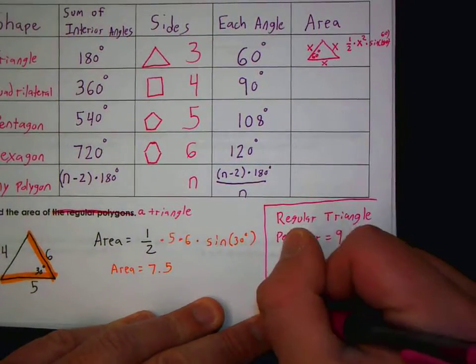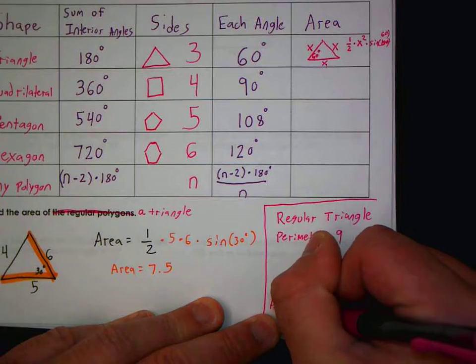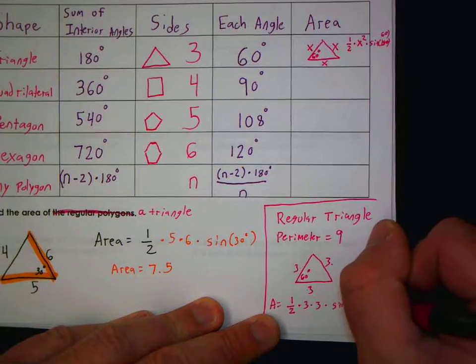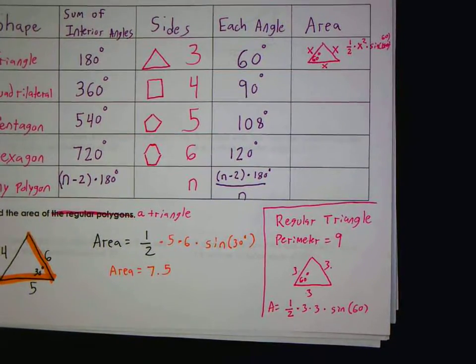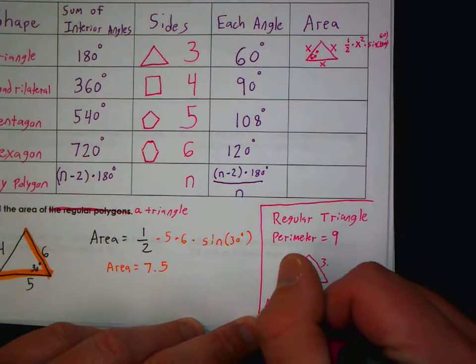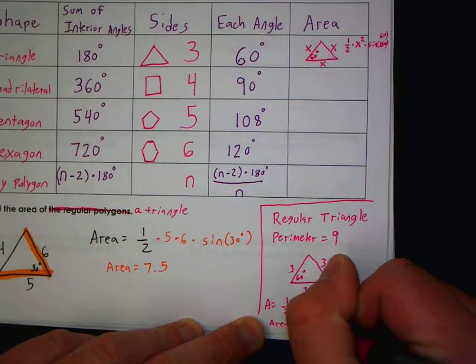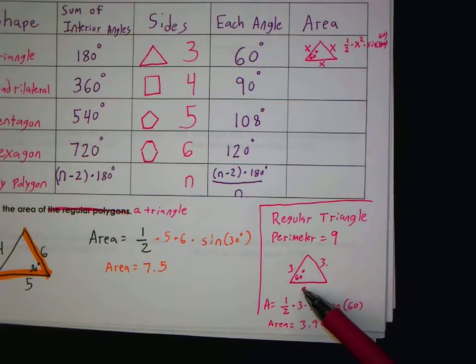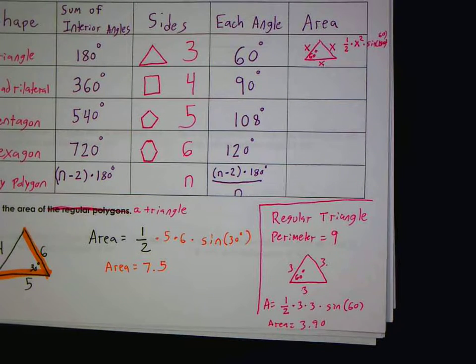So you would just go area is 1/2 times 3 times 3 times sine of 60. Type it in a calculator, and you get around 3.90. Does that make sense for triangles? And we use this 3 and this 3 because they're on either side of that angle. But because they're all the same, it doesn't really matter. Does that make sense?